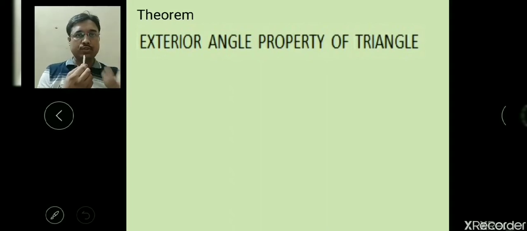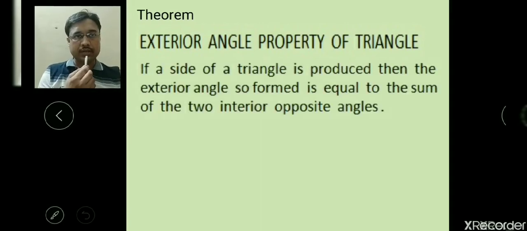Okay, so in this topic we are seeing the exterior angle property of a triangle. How can we define this property? If a side of a triangle is produced, then the exterior angle so formed is equal to the sum of the two interior opposite angles. That means the sum of two opposite interior angles of a triangle is equal to the exterior angle. So what is an exterior angle?